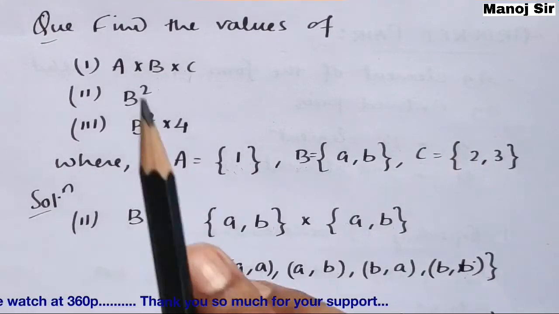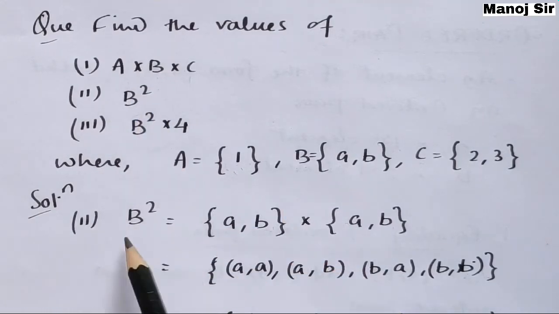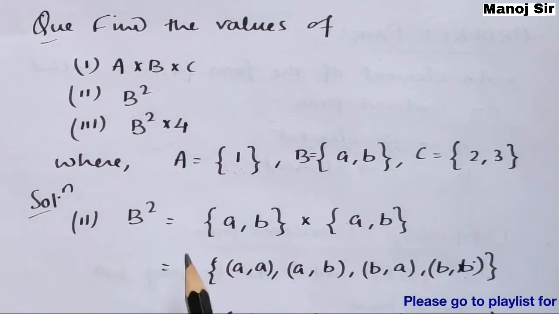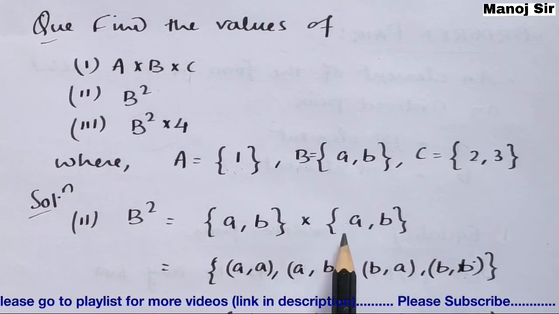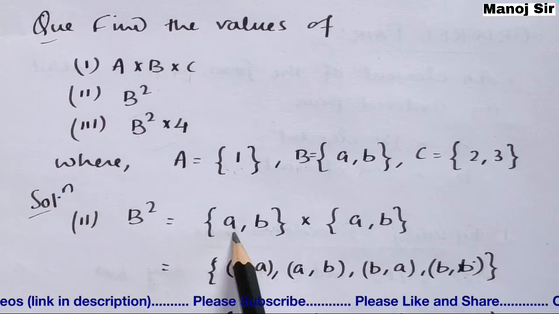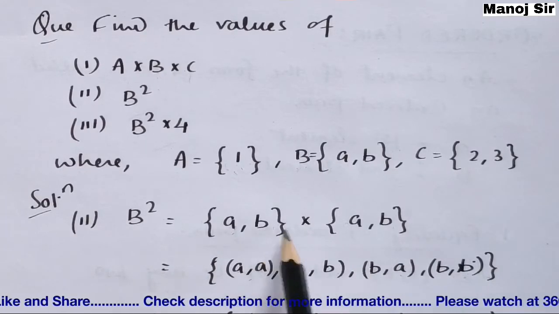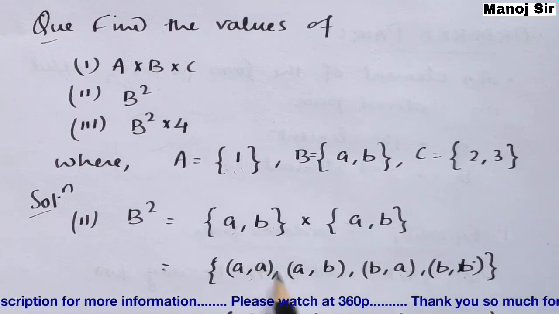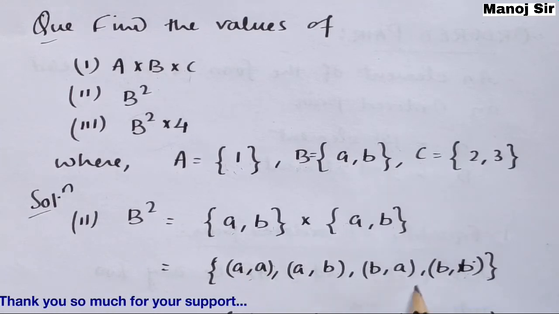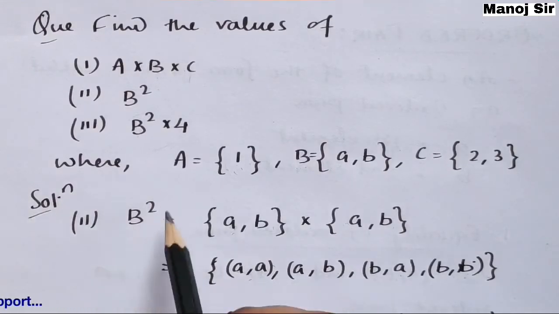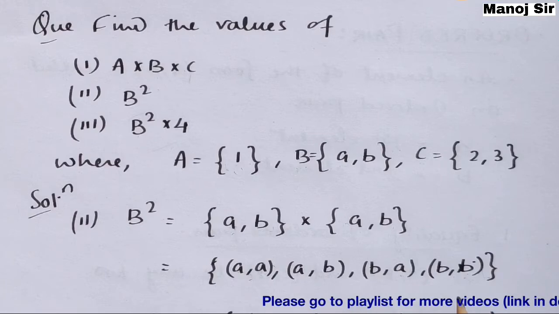First of all, we will find B square. B square is itself a set, so B into B, that is {a, b} into {a, b}. We write these as ordered pairs: a comma a, a comma b, b comma a, and b comma b. All these elements are written within brackets and separated by commas. And since B square is also a set, we need to draw curly brackets.